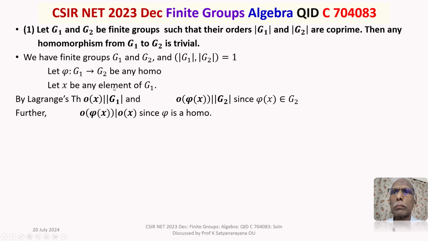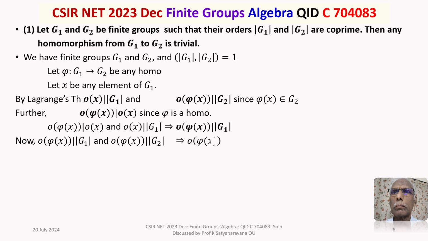Order of x divides order of G1. Therefore, order of phi x divides order of G1. And we also have order of phi of x divides order of G2. And that means order of phi x is a common divisor of order of G1 and order of G2. And therefore, the order of phi of x divides the greatest common divisor of order of G1 and order of G2. That is 1. Therefore, order of phi of x divides 1. Therefore, order of phi x is 1.